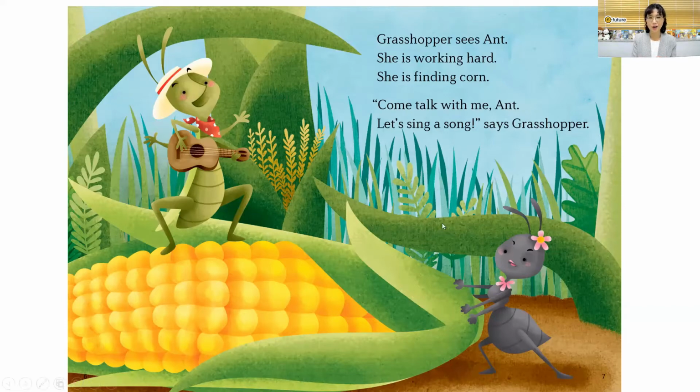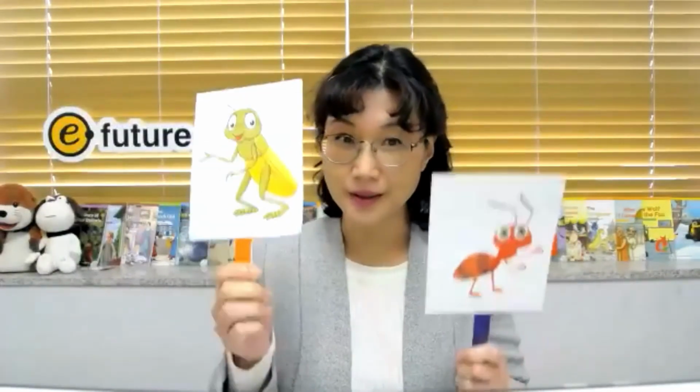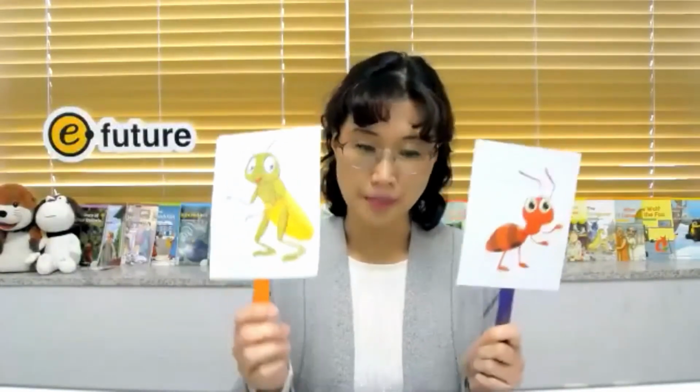Okay, now let's do some action. Okay, let me stop sharing this. Okay, so you can do role play. You can act out the story. Maybe you can use props like this, right? I have the puppets, right? I have the grasshopper and the ant. Okay, and you can read the story using these puppets.